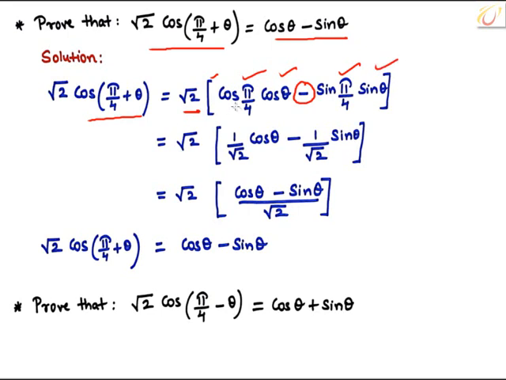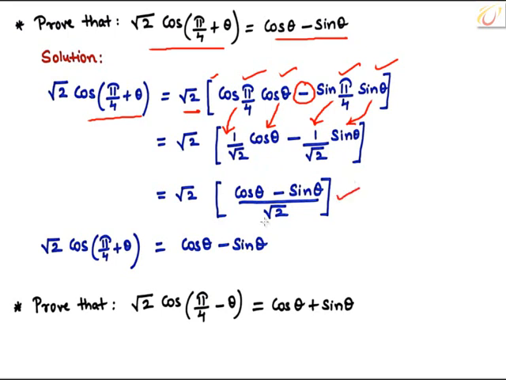What is the value of cos 45? It is 1 upon root 2. Cos theta comes down as it is. Sin 45 is again 1 upon root 2. Sin theta will come down as it is. So what do we have inside the bracket? Cos theta minus sin theta upon root 2.